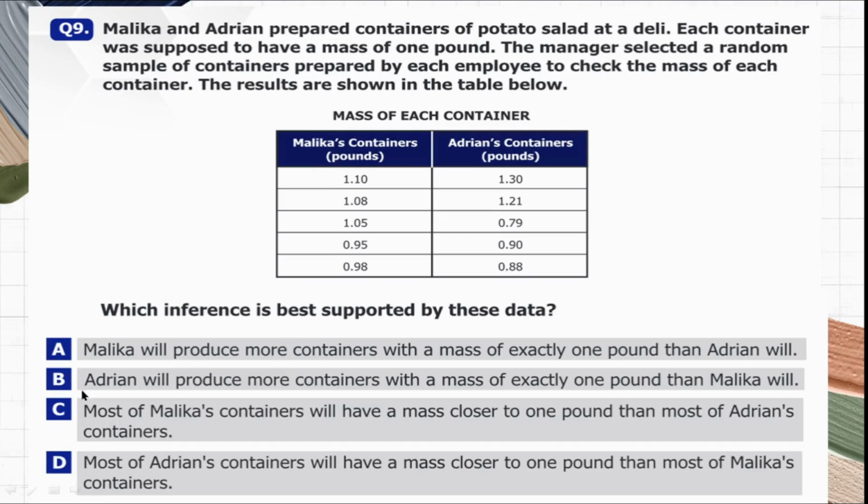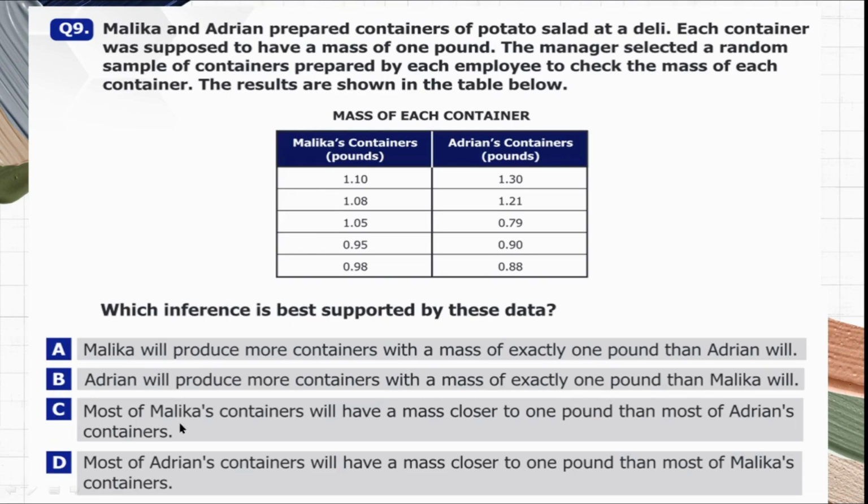So option A is Malika will produce more containers with a mass of exactly 1 pound than Adrian will. Option B is Adrian will produce more containers with a mass of exactly 1 pound than Malika will. So if we look at the data given in the table, there is no container with a mass of exactly 1 pound. So option A and B both are incorrect.